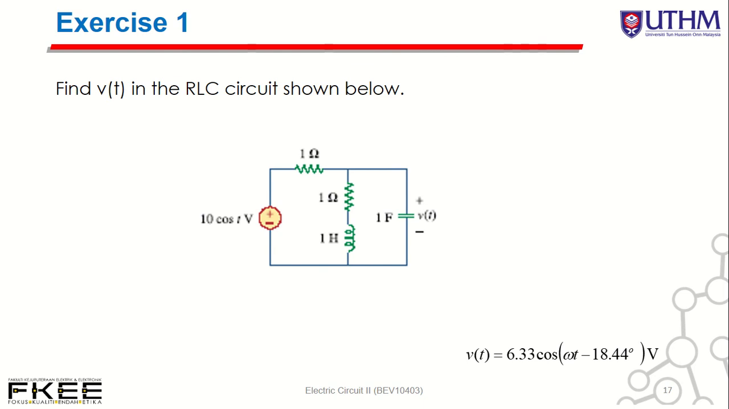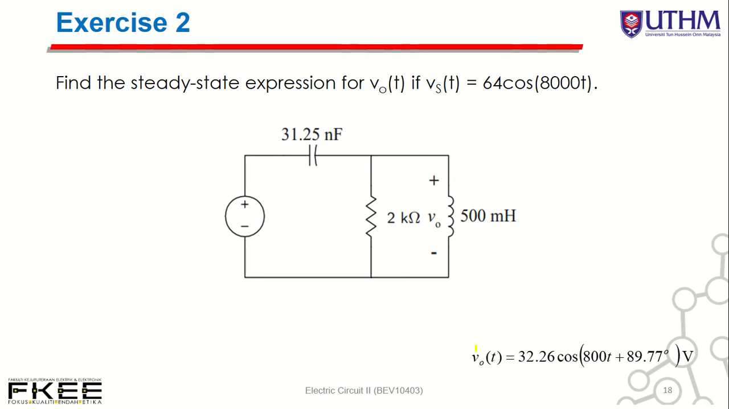Okay, so next, we have an exercise. We have an answer, then you can try this exercise. You need to find VT, the voltage across the capacitor in the RLC circuit below. Given Vs equal to 10 cos t, you need to determine VT just by using the voltage divider rule. Okay, this is the answer, so you can try by yourself. This is exercise number 1. So exercise number 2, you can try.